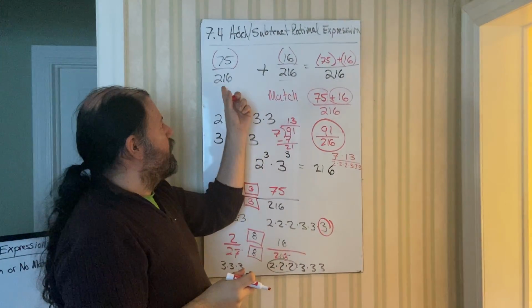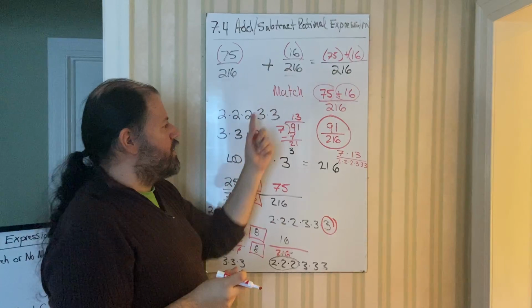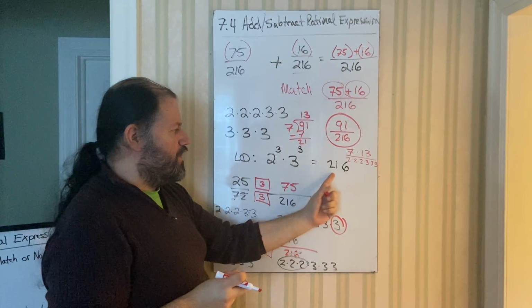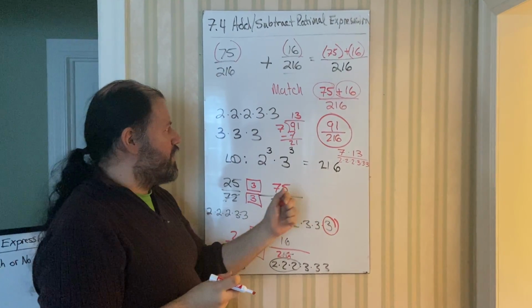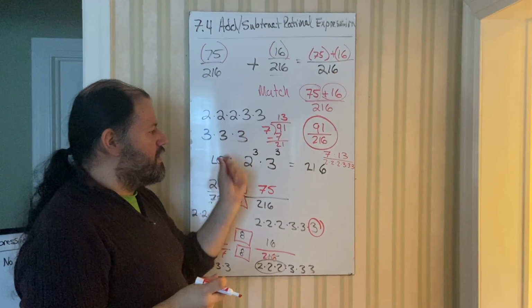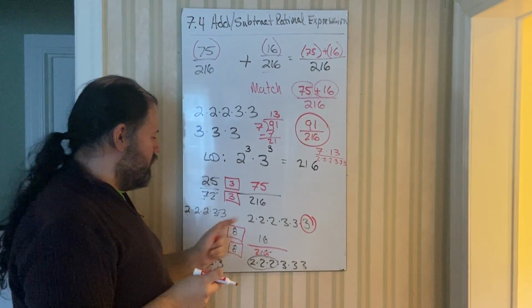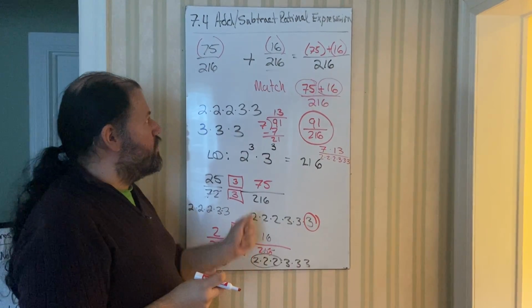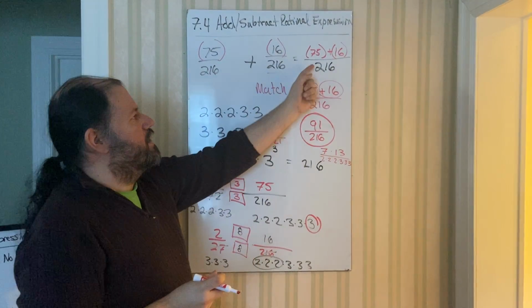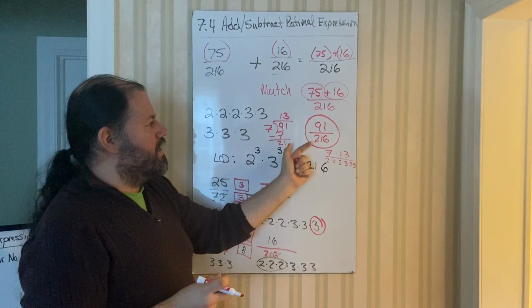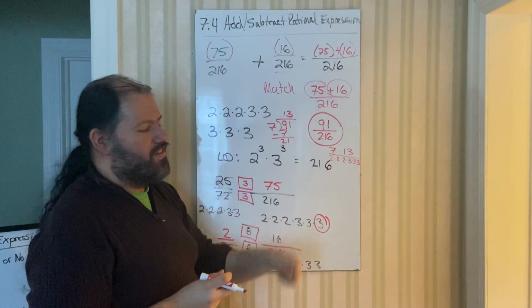So to recap, our originals did not match. We had to find an LCD. We found that it was 216 when we were comparing the 27 and the 72. We raised each of these to 216ths, and we used the equivalents to add. And our final answer for this one is 91 216ths.